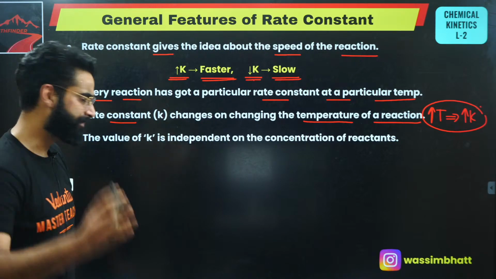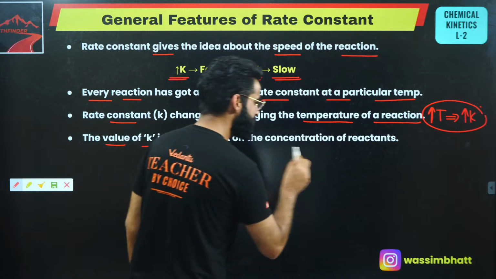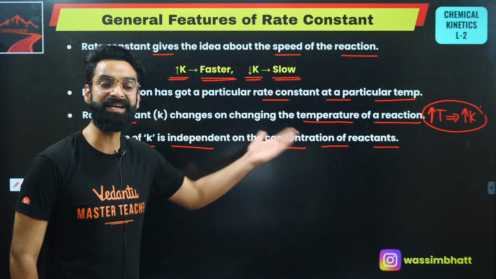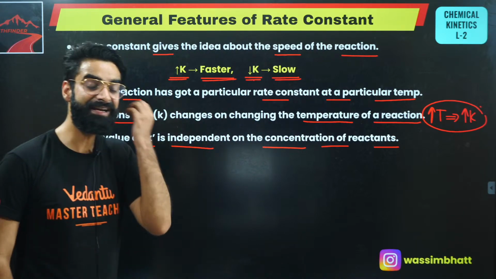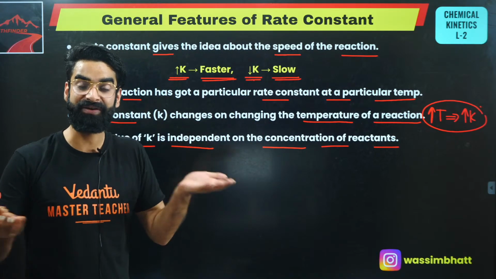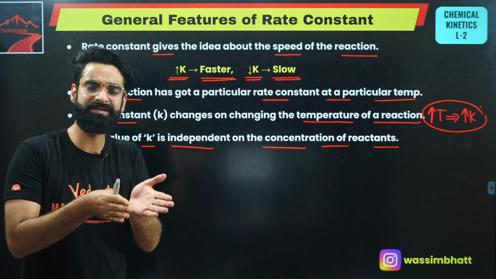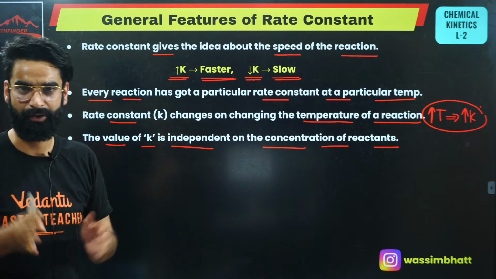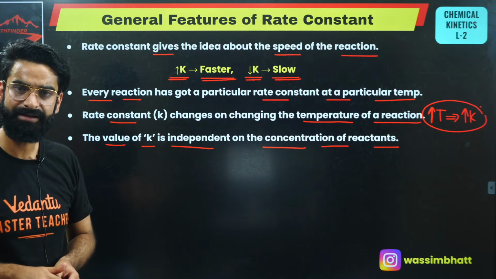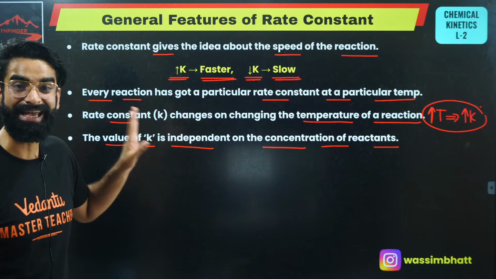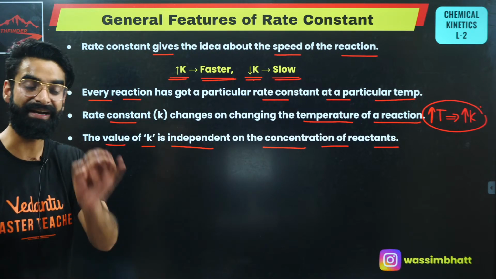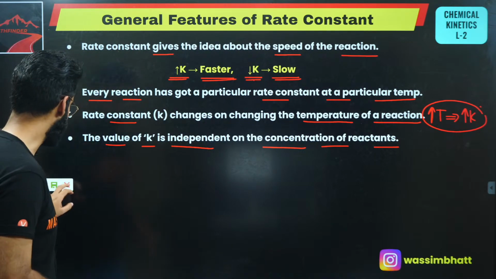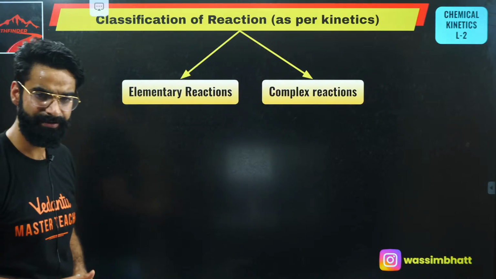And people, at the same time, the value of rate constant is independent of the concentration of reactants as well. Why is that? Why is the rate constant independent of the concentration of reactants? Because rate constant is only defined when the concentration of reactants is kept unity. When the concentration of reactants is kept unity, whatever will be the rate of the reaction, that's what I call the rate constant. So your rate constant does not depend on the initial concentration of reactants, because it is only defined when the concentration of reactant is kept as unity. These were some important features about this rate constant.